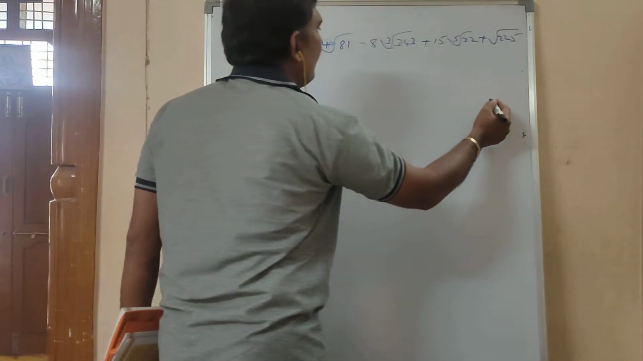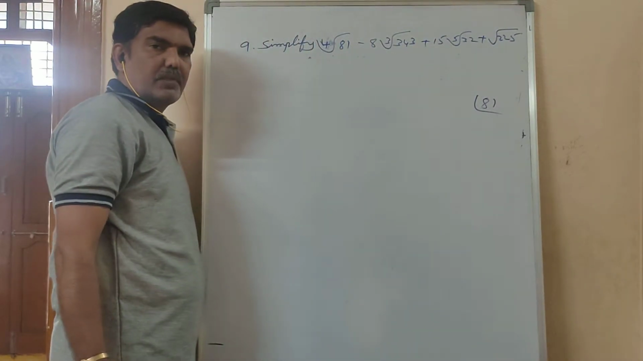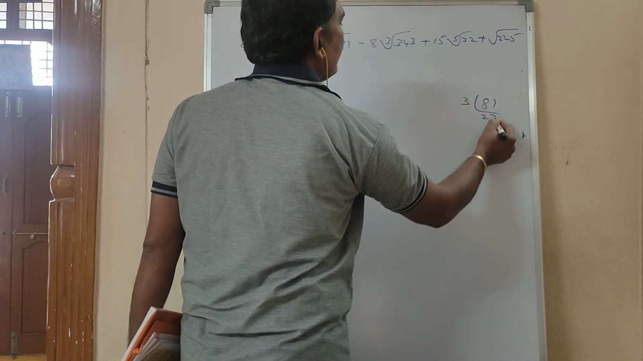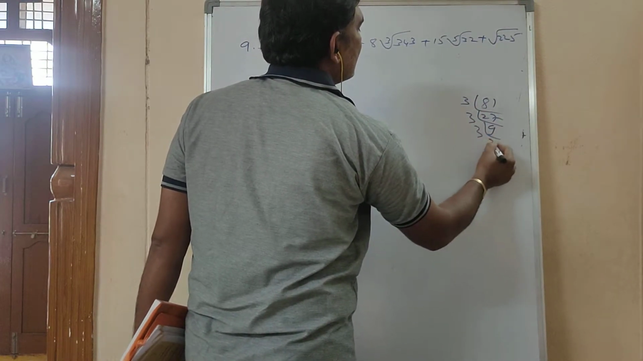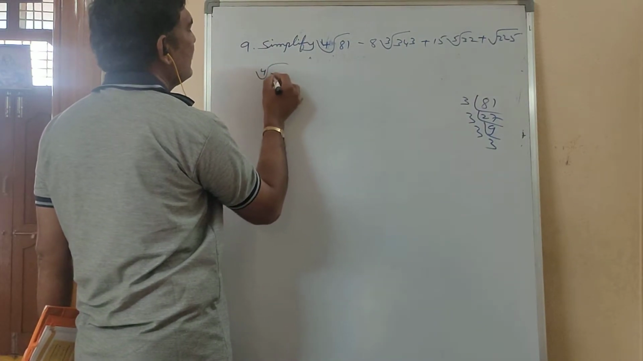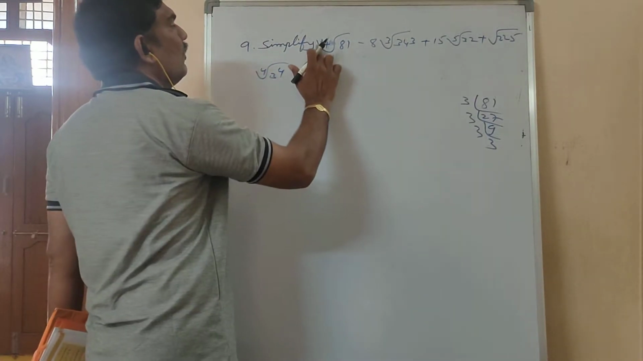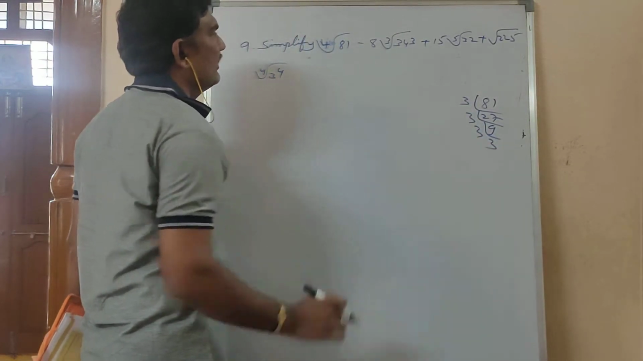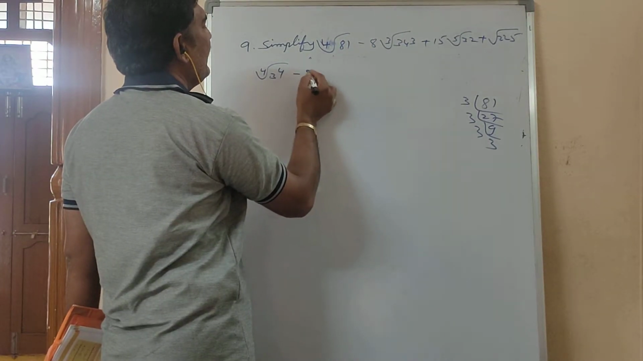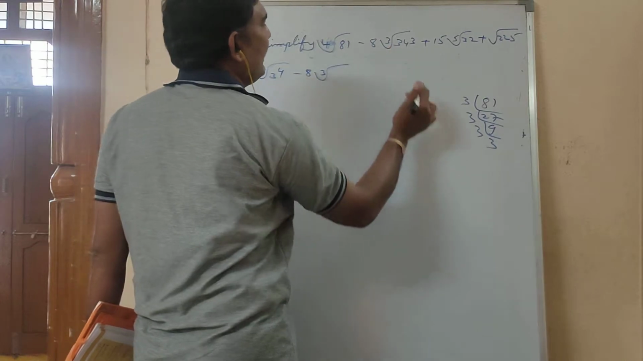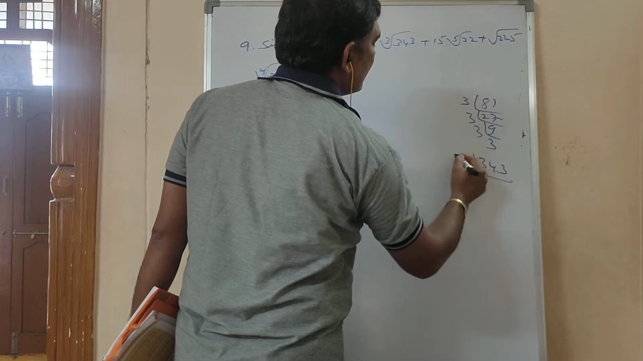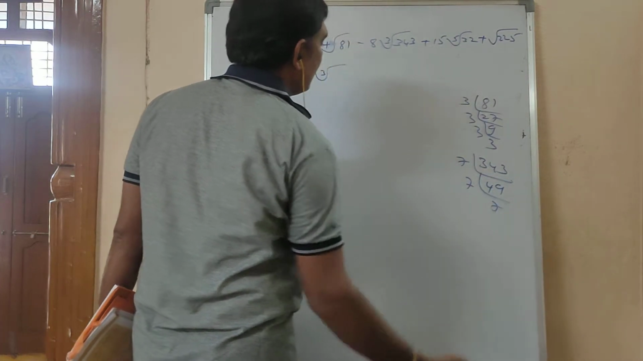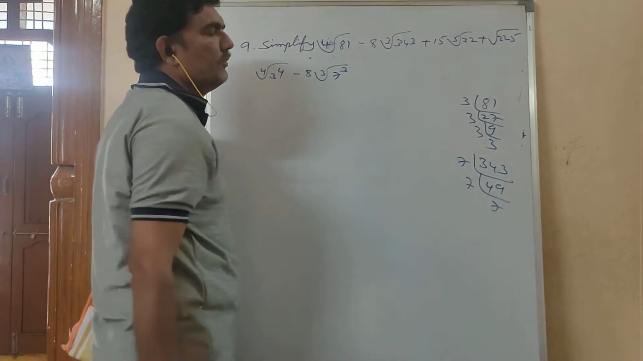Now, 81 in rough, take 81. Prime factorization: 81 won't go in the 2 table; 3 27s, 3 9s, 3 3s. So how can you write 81? 3 to the power of 4. In the 4th root, I wrote 81 as 3 power 4, because 3 into 3 into 3 into 3 is 81. The remaining I am copying as it is. Then 343, again prime factorization: 7 4s are 28, 7 9s are 63, 7 7s are 49. How can I write it? 7 cube.